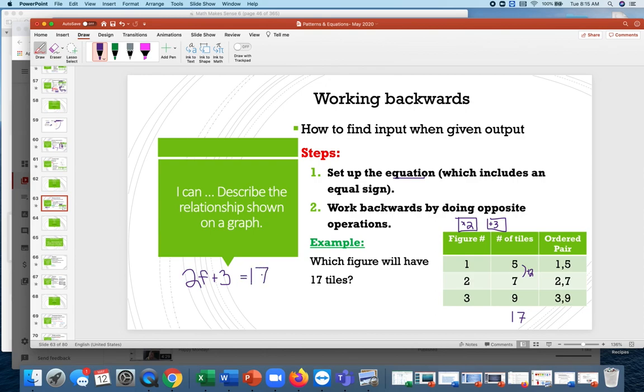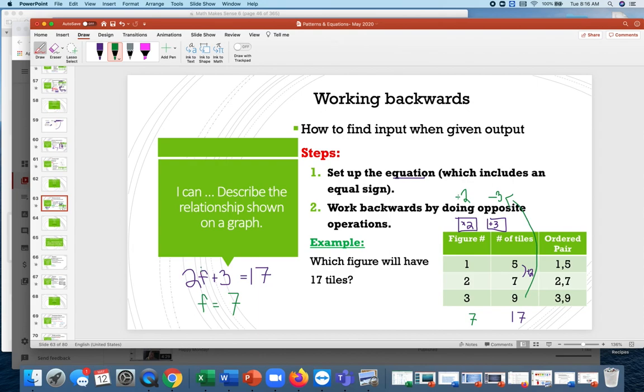Okay. Then I have to remember I'm going backwards through the machine. So I'm going to do minus 3. And then I'm going to do divide by 2, right? When I'm working backwards. Okay. And then I'll be able to get what my f is equal to. So I think I'm just going to do this by sort of talking. So 17 minus 3 is 14. 14 divided by 2 is 7. Okay? So I think that my figure number 7 will have 17 squares.